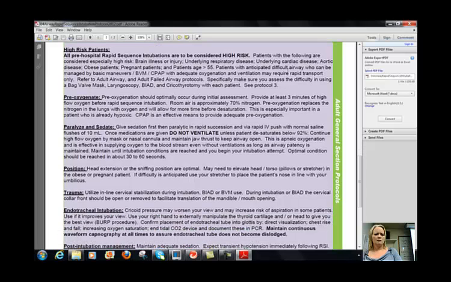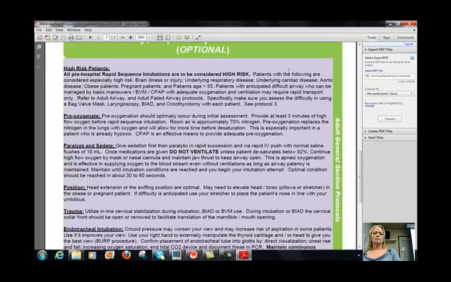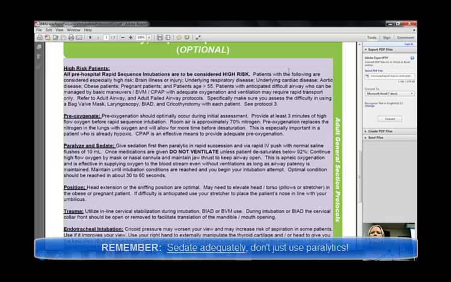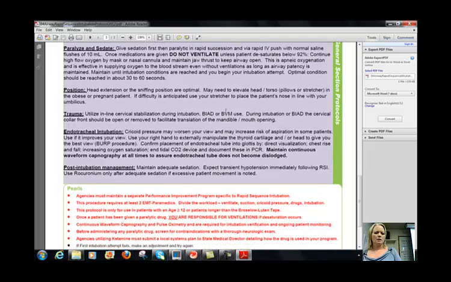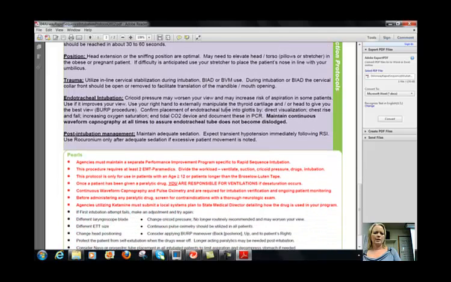And so, for example, if you do your induction with sux, you can still use ROC after the intubation to paralyze for transport. And this is just different information about intubation. It's all stuff you guys have seen before.